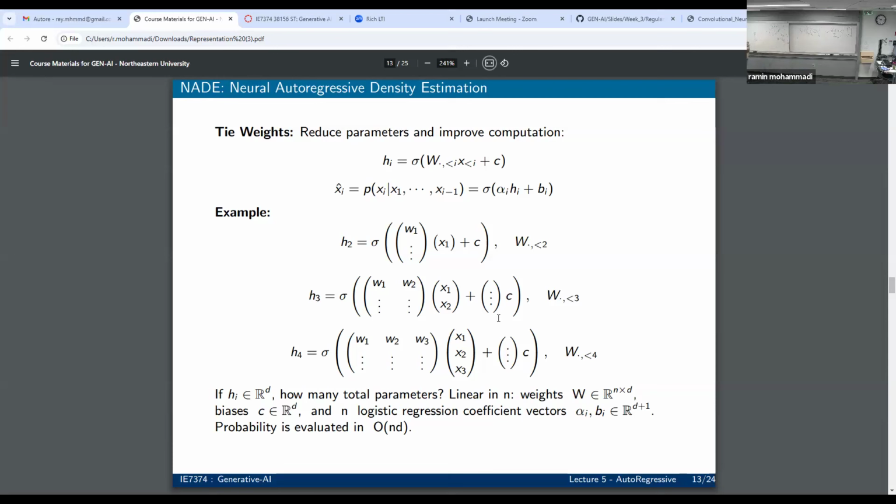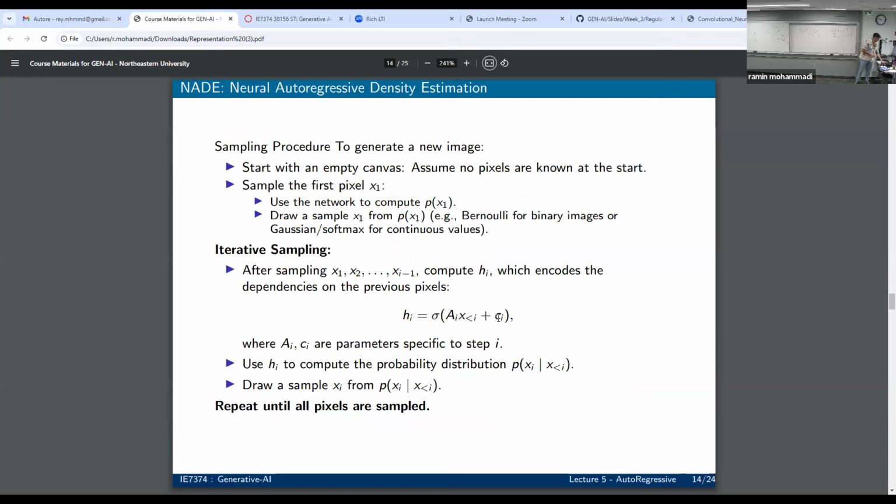If you tie weights, you end up learning only a D by N matrix, not N of these. So you just learn one W, and one bias also, and you still need to learn a separate logistic regression per pixel that you want to classify. So for the logistic regression you still have N times W plus N times B, but plus this D by N. So it's much cheaper compared to the previous version without tying weights.